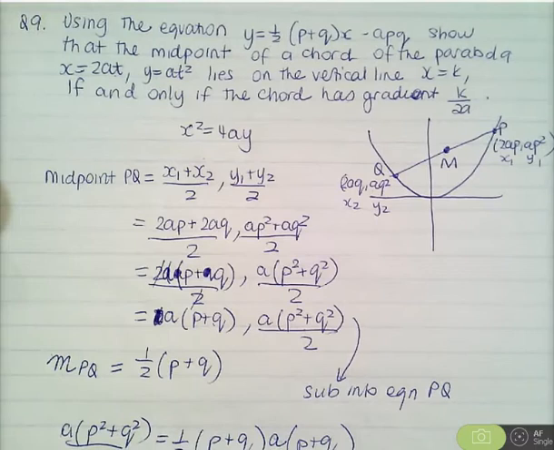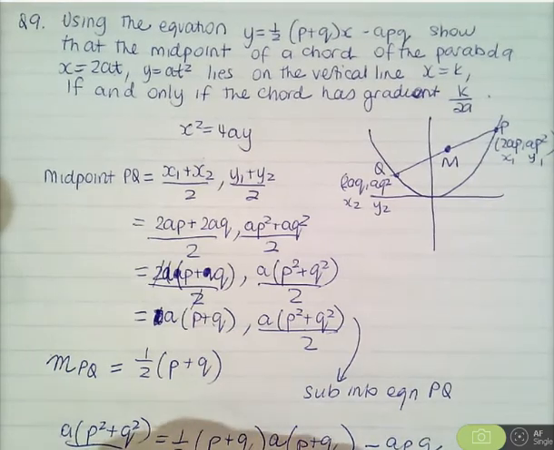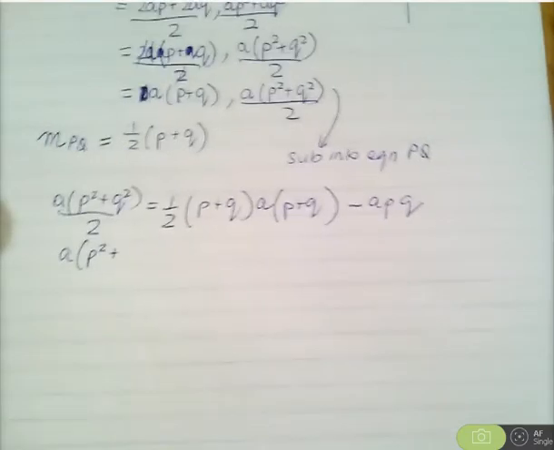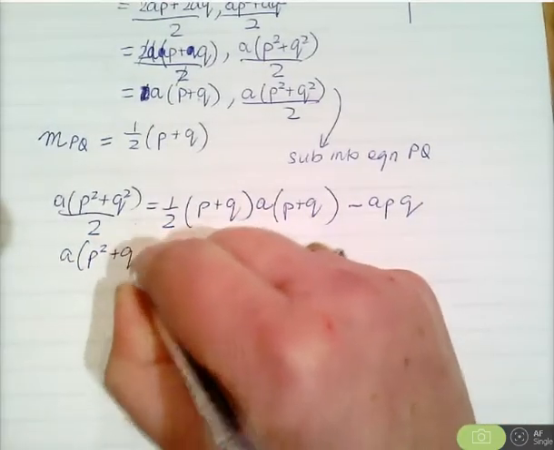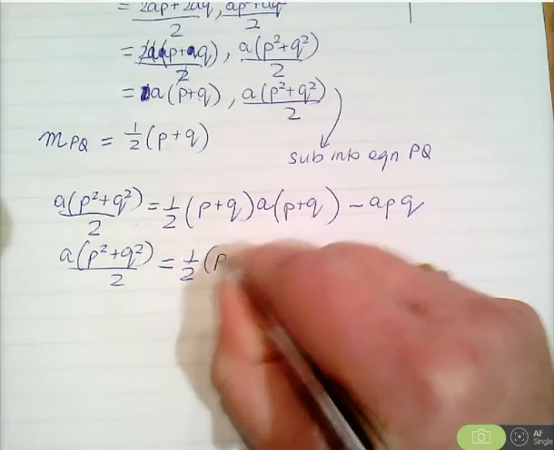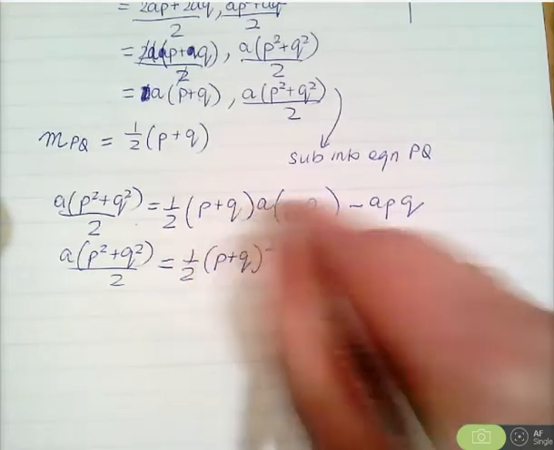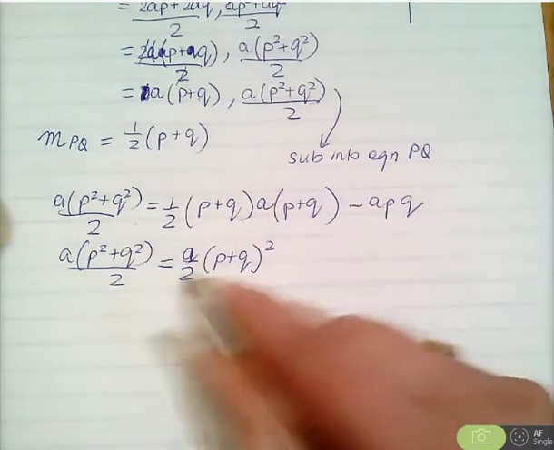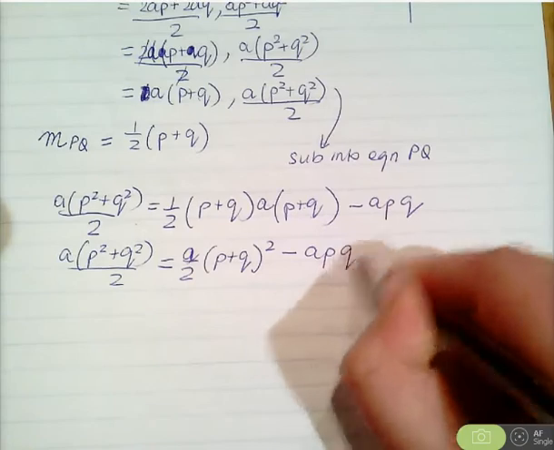So I've got y equals a half p plus q, then this is the x minus apq. Now I've got a bracket p squared, sorry, just running out of room. Now we're just going to manipulate this a bit. A bracket p squared plus q squared over 2 equals a half. Now this is obviously p plus q times p plus q, which is p plus q squared, and it's times an a. So I'll put this a here, minus apq.